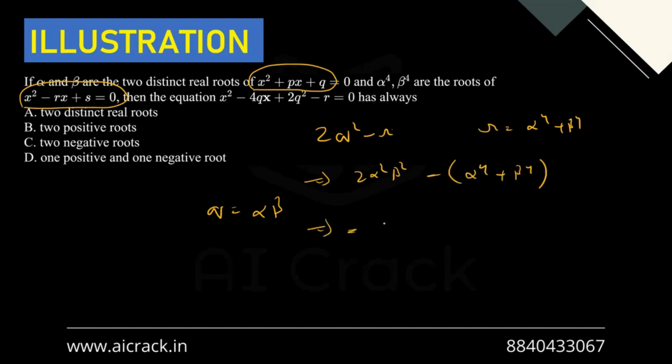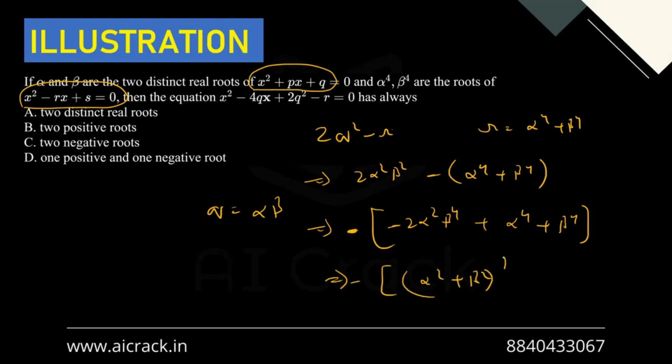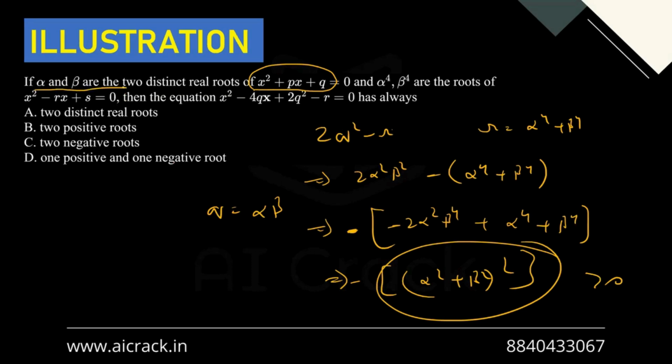So what I'll do is take the minus common from the entire expression, and it becomes -(α⁴ + β⁴ - 2α²β²). Now this, if you look at it carefully, becomes (α² - β²)², and this is always going to be positive. Why? Because again, we have α and β, two distinct real roots. So if one is 0, the other one cannot be 0, and the square of that would always be positive. So with a negative sign, this entire 2q² - r is always going to be negative, right?